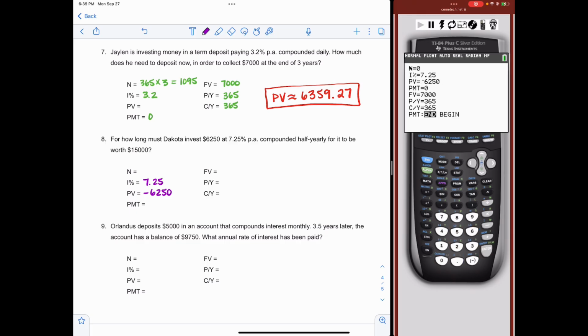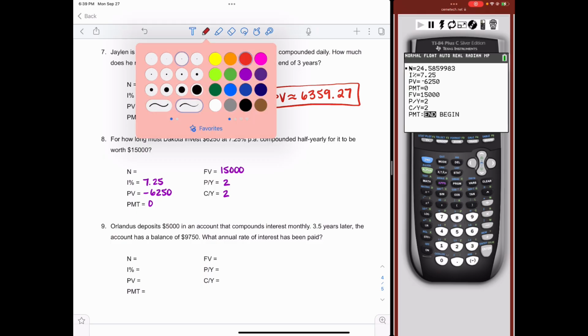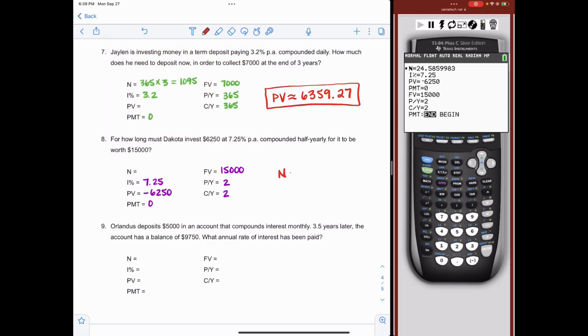The payment is 0. The future value, she wants it to be worth $15,000 in the future. And the interest is going to be compounded half yearly. So that means twice a year it will be getting interest. So once I do that, I can go up to N and I can press alpha, enter. And I end up seeing that N is approximately 24.6.